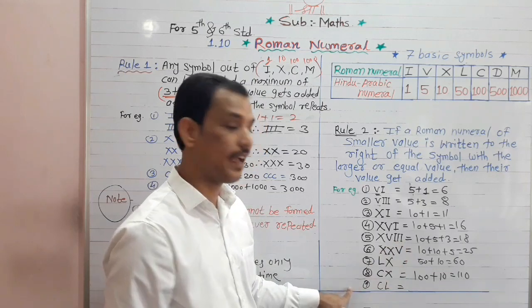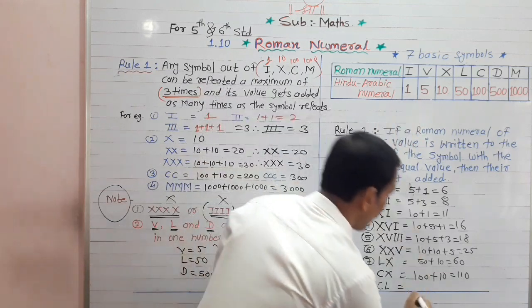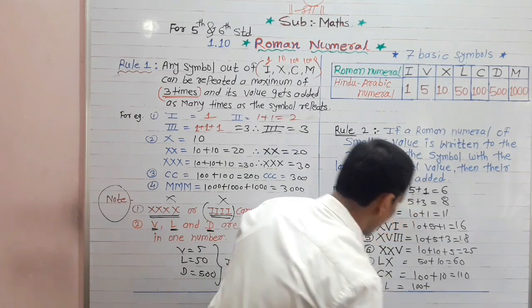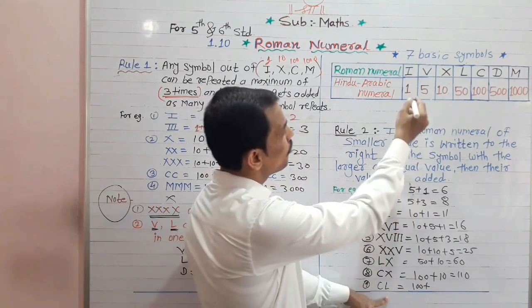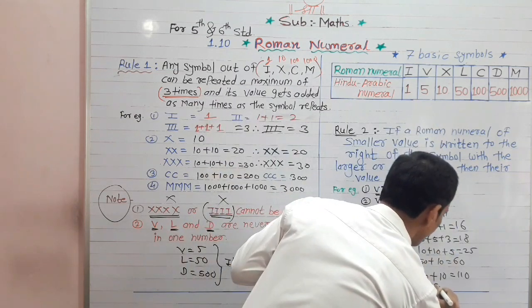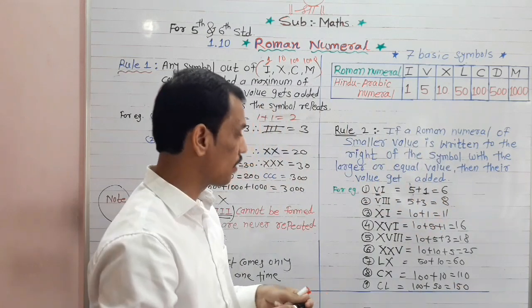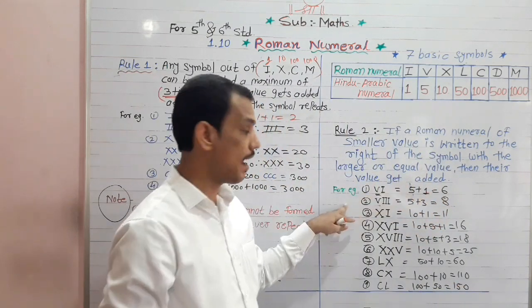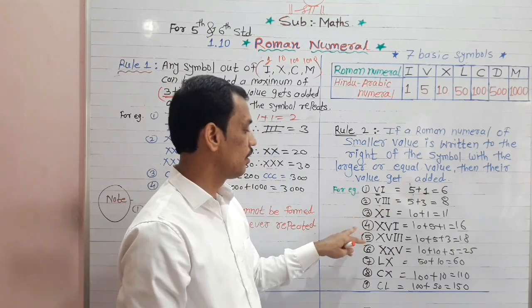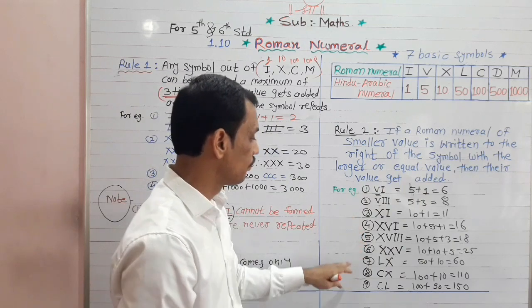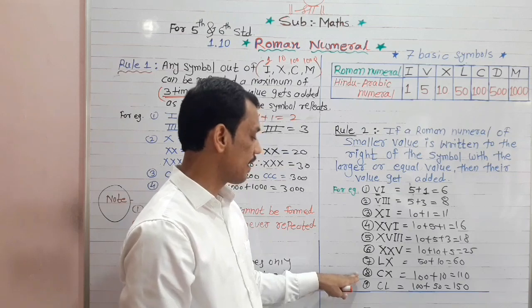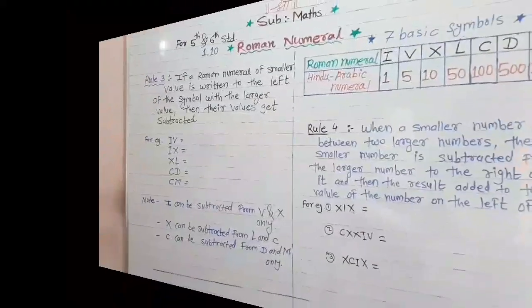Now what is meant by CL? For C, look in the chart: 100, plus L. For L which number? 50. So it is equal to 150. Now we get so many numbers: for 6, for 8, for 11, 16, 18, 25, 60, 110 and 150.